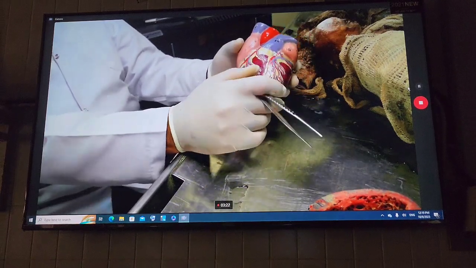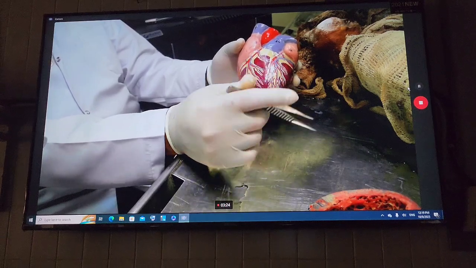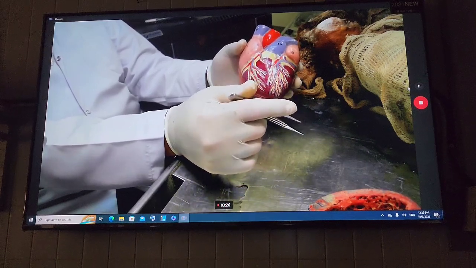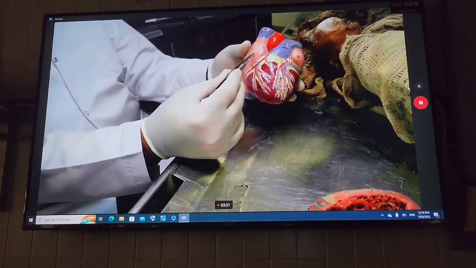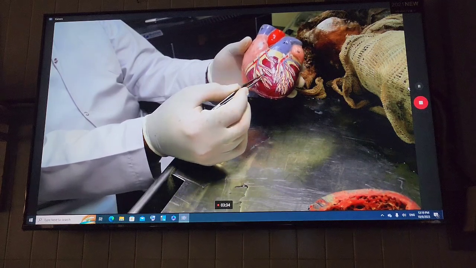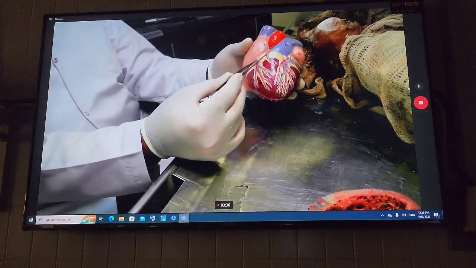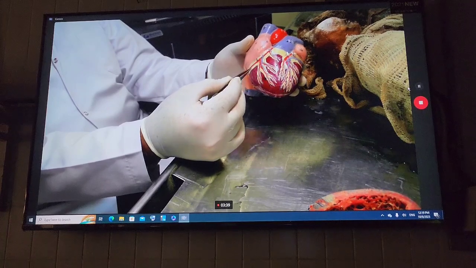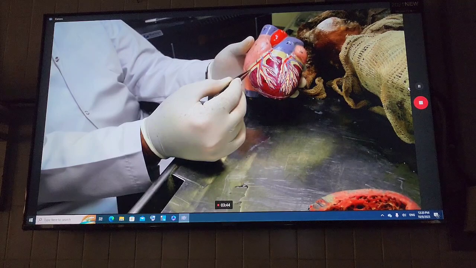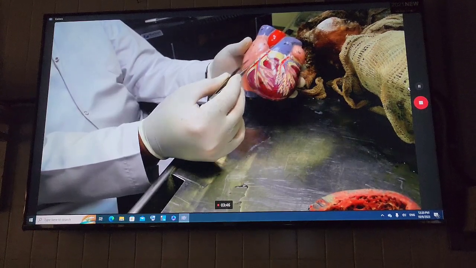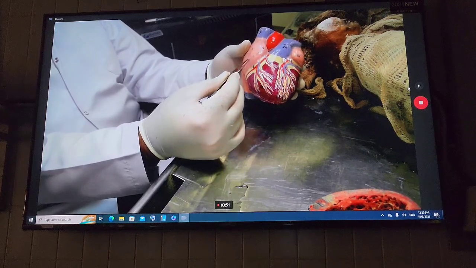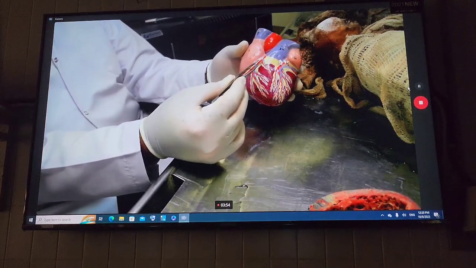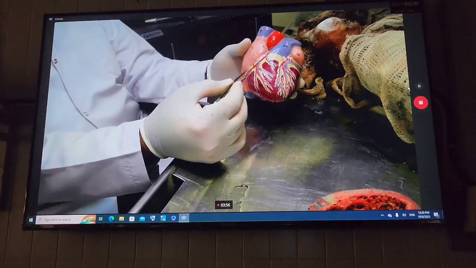Before passing into the inside of the heart, we could from the outside see also the vessels. This is the right atrium, this is the right ventricle, and in between them this is the atrioventricular groove, or called the coronary sulcus. The sulcus is seen anteriorly, so it is the anterior coronary sulcus. And because it is between the right atrium and right ventricle, it is the right anterior coronary sulcus.